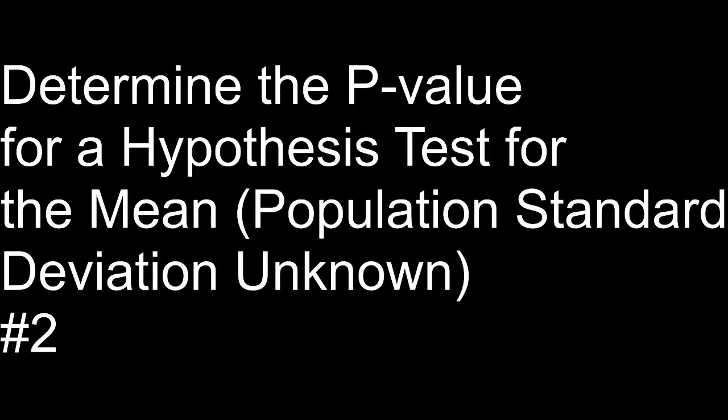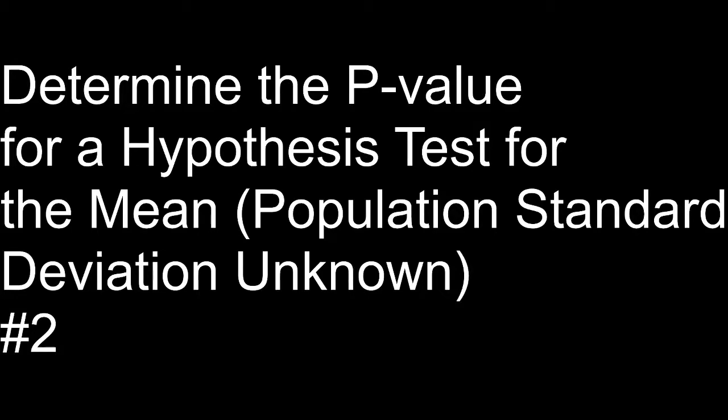This video is on the objective: determine the p-value for a hypothesis test for the mean, but with the population standard deviation unknown, right? Sigma is unknown. So our test for the mean will be a t-test. We'll have a t-score as our test statistic and work with the student's t-distribution with so many degrees of freedom. Now this is number 2.